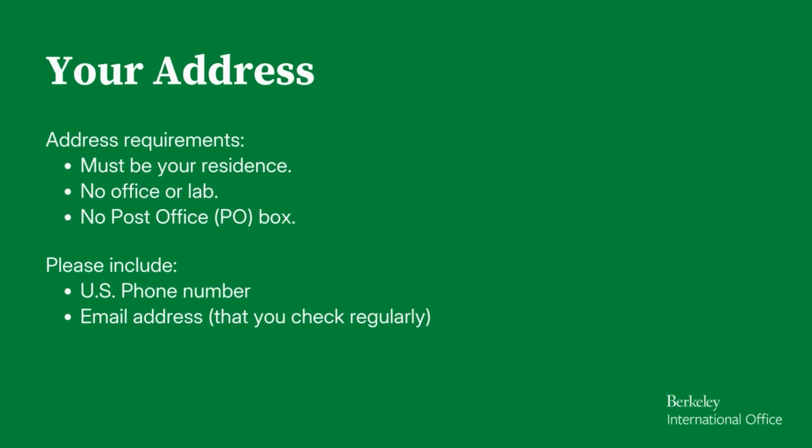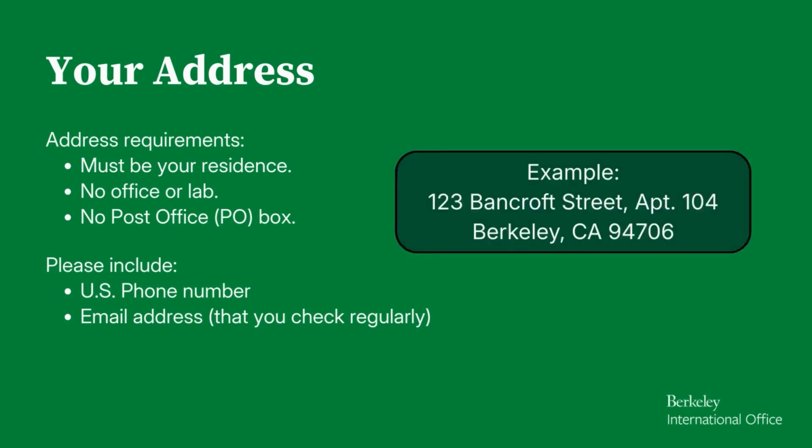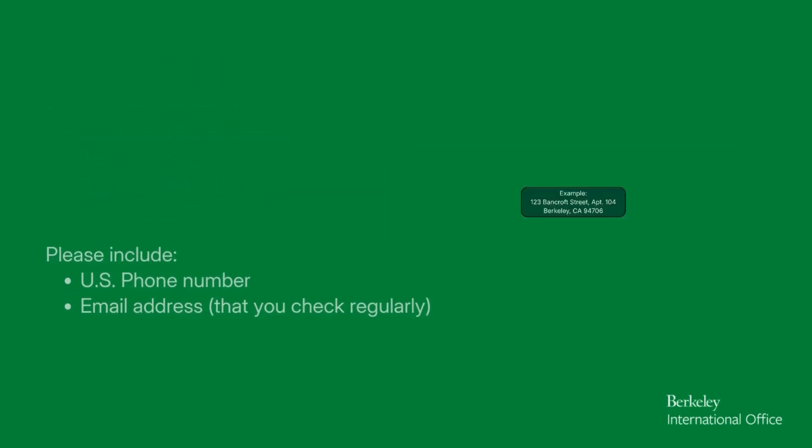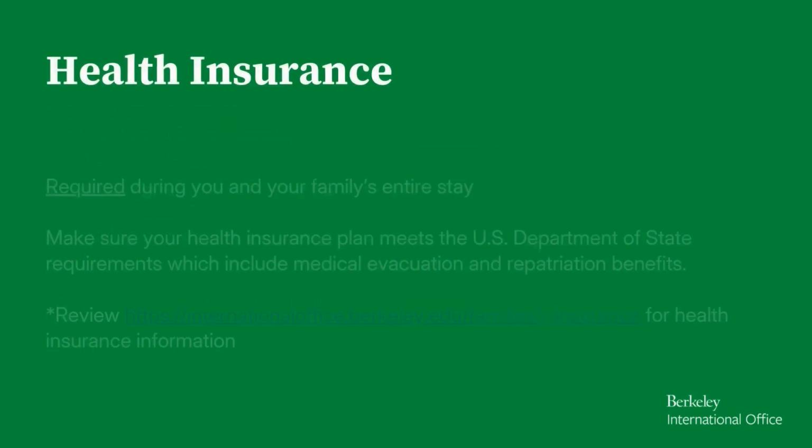It is important that the address you report is your local residential address, complete with the room number or apartment number if applicable. Campus departmental addresses, P.O. boxes, and foreign addresses are not acceptable for immigration purposes. Be sure to indicate your address in the format as shown in the example.